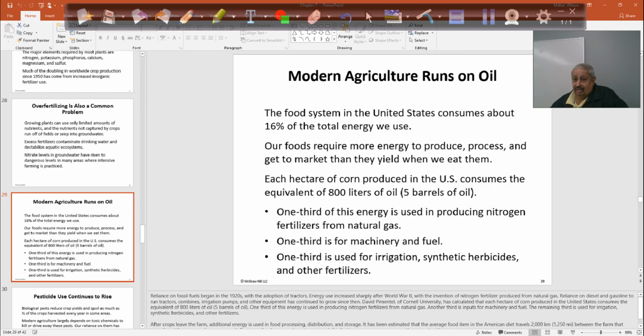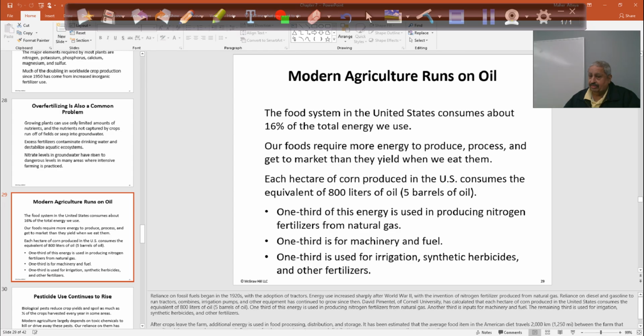So that's a lot. And if you have thousands of hectares, or if you convert it into acres, or into cubic kilometers, you speak about a large area you need to cover, and you have to use a lot of oil to run all the machines needed. One third of this energy is used producing nitrogen fertilizer from natural gas.